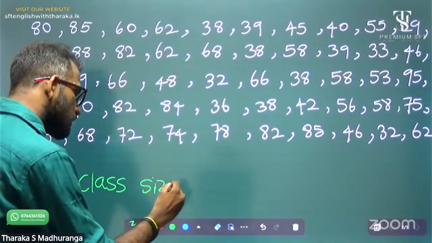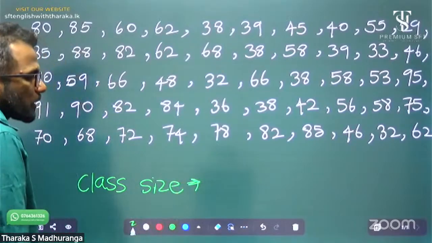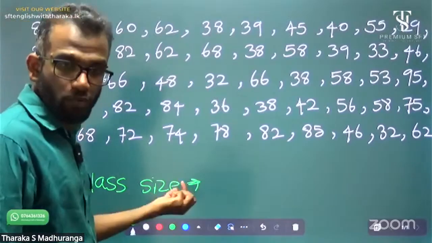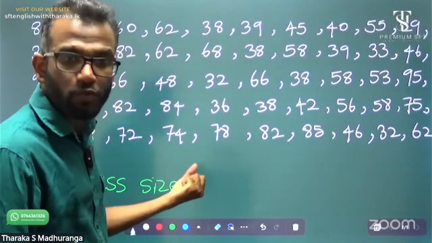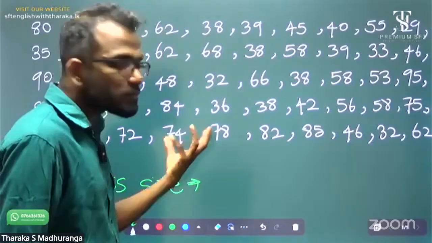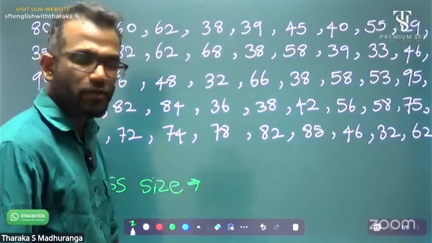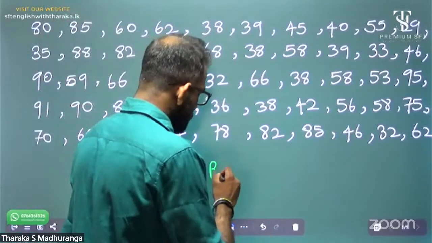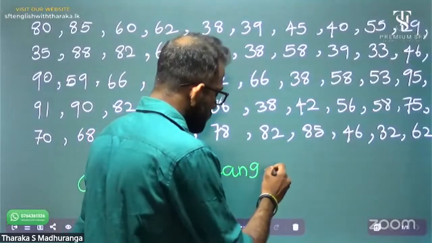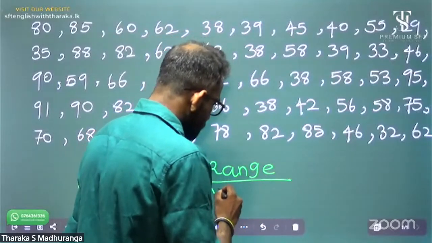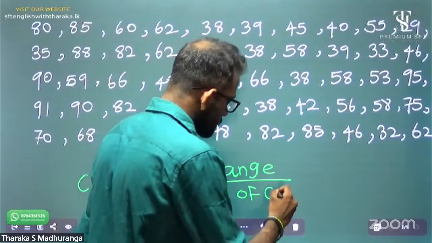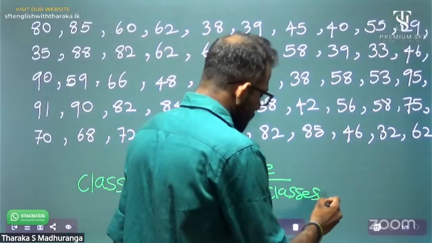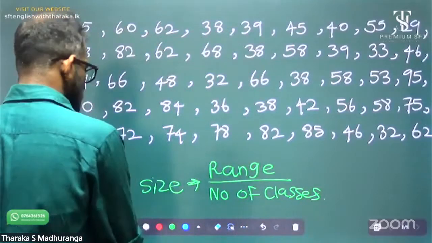Then how do we calculate the class size? Now we don't know the groups or the class boundaries. Therefore, we use the range equation: range divided by the number of classes. The number of classes is 8 now.